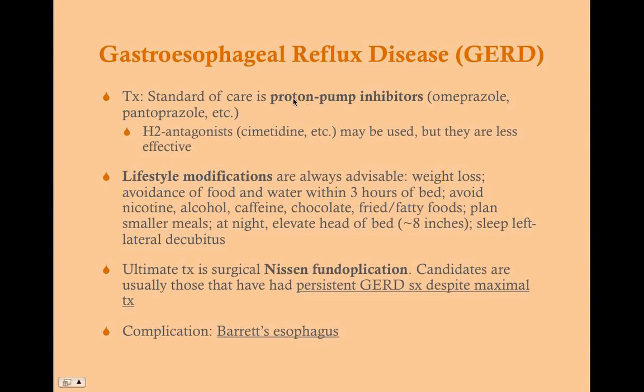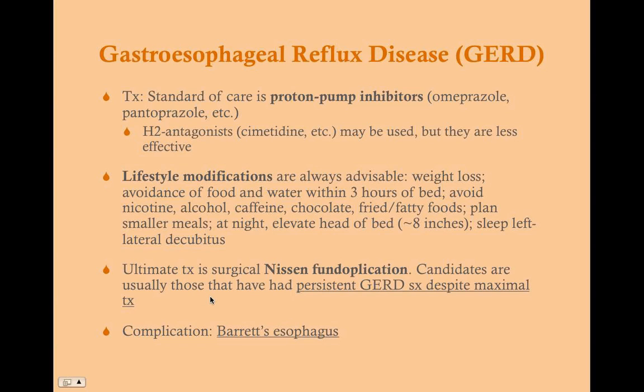Now, if the patient doesn't respond to proton pump inhibitors, if they continue to have symptoms, say 8-10 weeks out, and you go down with endoscopy, you find Barrett's esophagus, we'll talk about that in a little bit. Any patient who's had persistent GERD symptoms despite maximal treatment, they are surgical candidates.